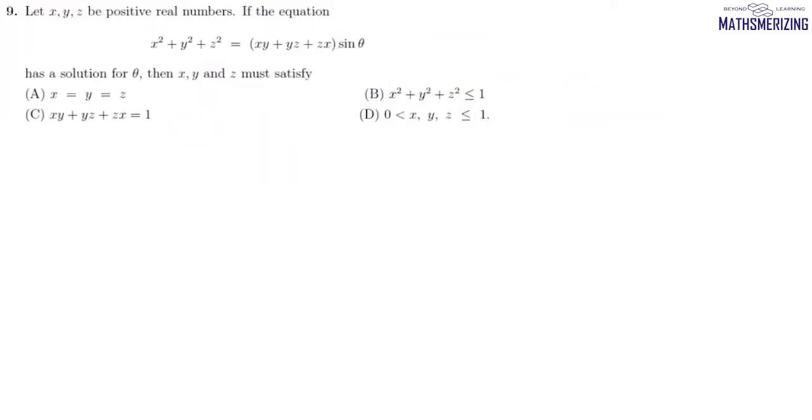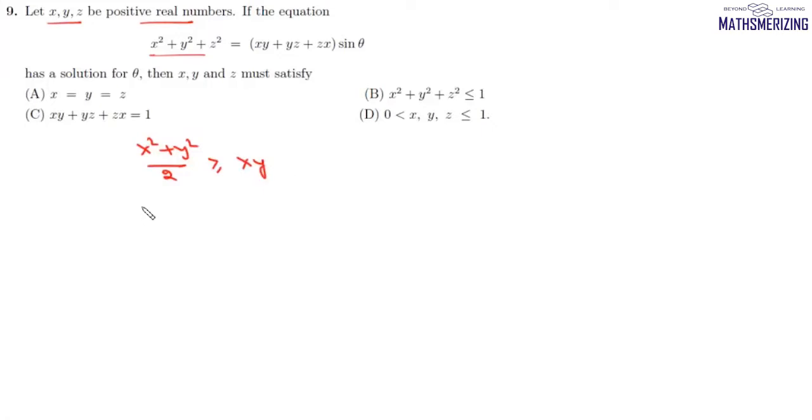Now question number 9 is, let x, y, z be positive real numbers, and if the equation x square plus y square plus z square is equal to (xy plus yz plus zx) into sine theta has a solution for theta, then x, y and z must satisfy which of the following conditions. Now if we take x square and y square, we can write (x square plus y square) upon 2 will be greater than or equal to xy using AM and GM.